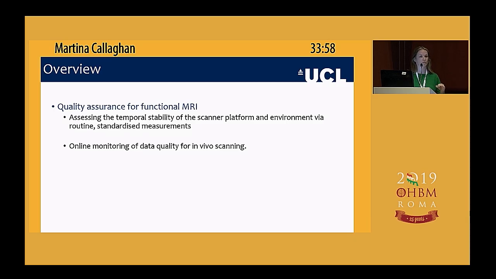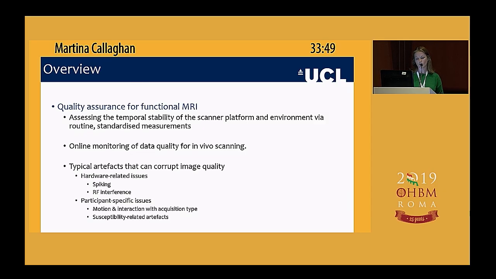I'm also going to show you what we do on a more routine basis. So when we have people going into the scanner, we want to make sure that in that case, in the in vivo scenario, that the data quality is good. And so we use an online monitoring tool for that. And through both of those aspects, I'm going to cover various different artifacts that tend to cause problems for imaging, and in particular in the context of functional imaging. So this is some hardware effects, and also some things that are specific to actually imaging an individual. If you have questions at any time, please feel free to ask them.